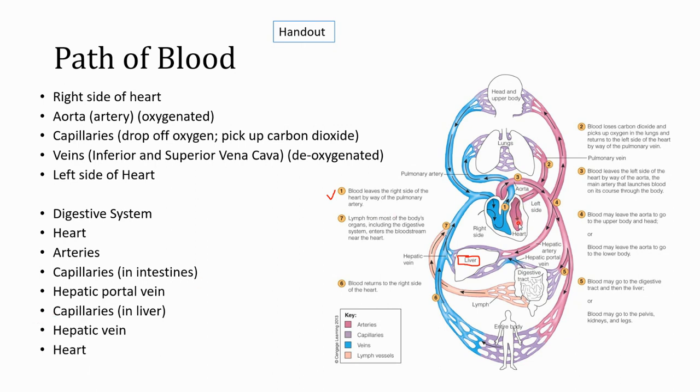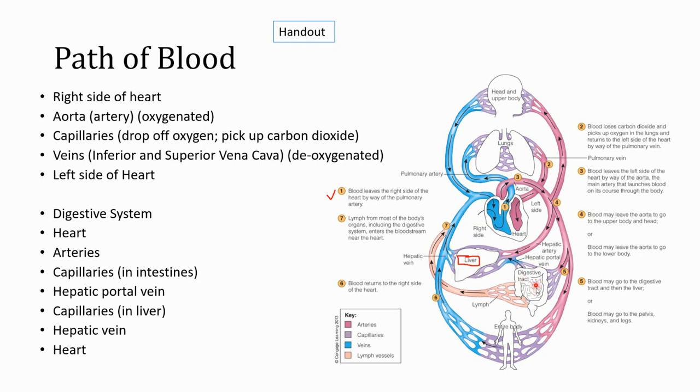Then it gets pumped out. Here we're at number 3. The blood leaves the left side of the heart by way of the aorta, and that's going to end up going to the body. We could either go up to the head or go down to the lower body. We're going down to the lower body for this discussion. At number 5, blood can go to the digestive tract and then to the liver, or it can go to the pelvis, kidneys, and legs. We're going to take the path to the digestive system.